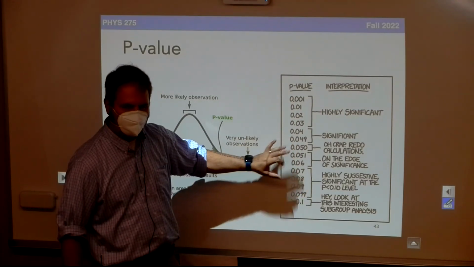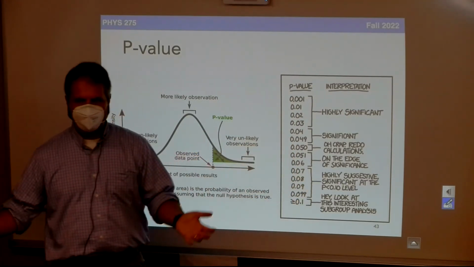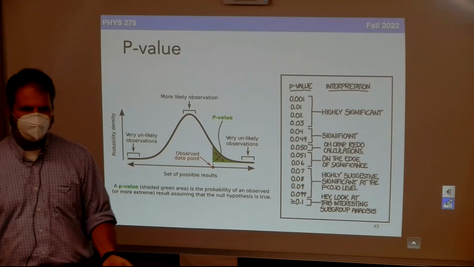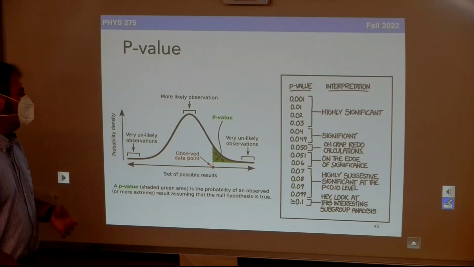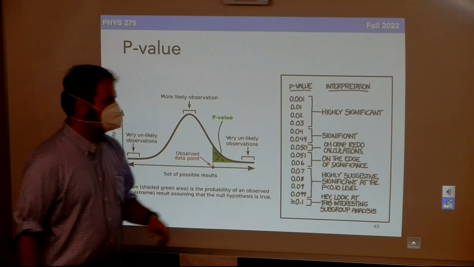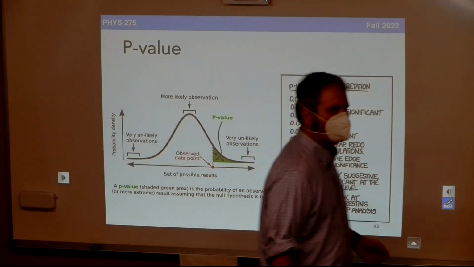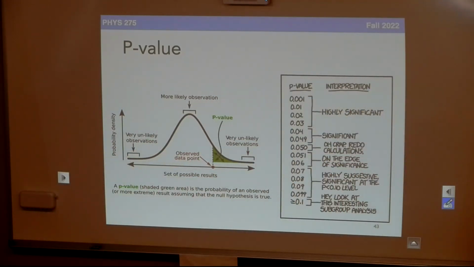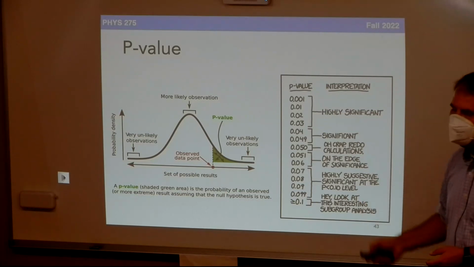You can report what the p-value is. There is a 10% chance that this was a random occurrence. There you go. But you can only really use the word significant, highly significant, below that number, right? So it is tied to the kind of language that you can use around it. So, statistical tests often report a p-value.